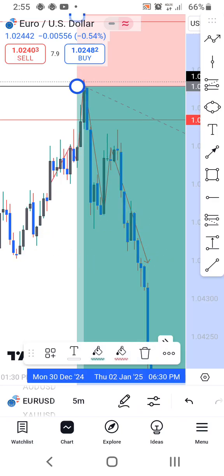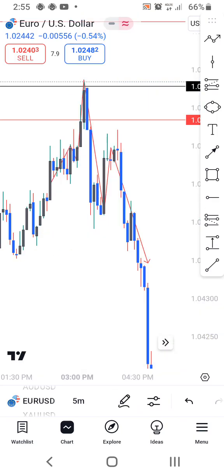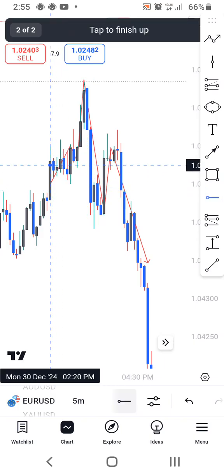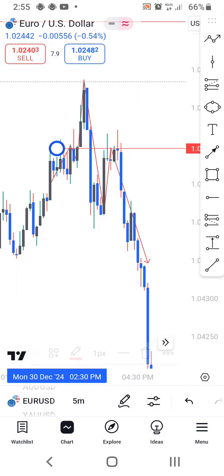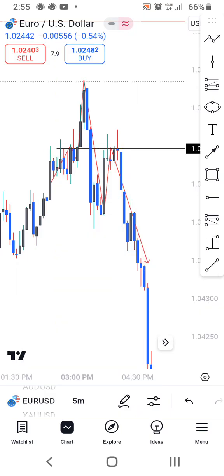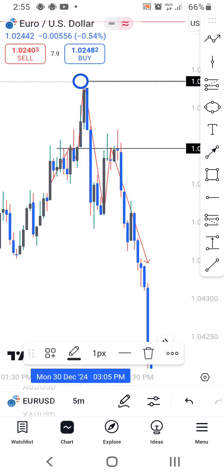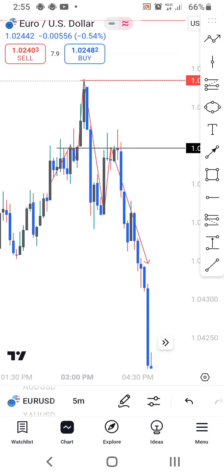Let me delete this big one, meaning that the entries, let me also delete this one and this one. Meaning that the entries were supposed to be here on the liquidity engineering, supposed to make this one a black line. Now this one is the last high that was made. I will make that one a red one. Now the TPs are supposed to be below.